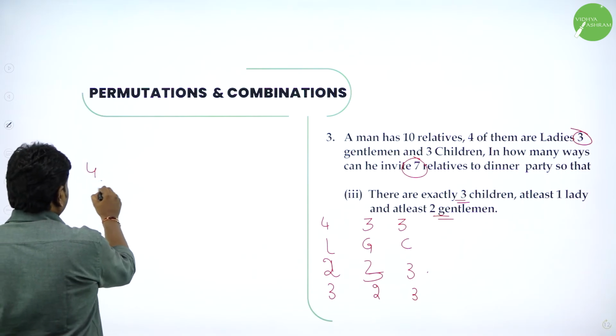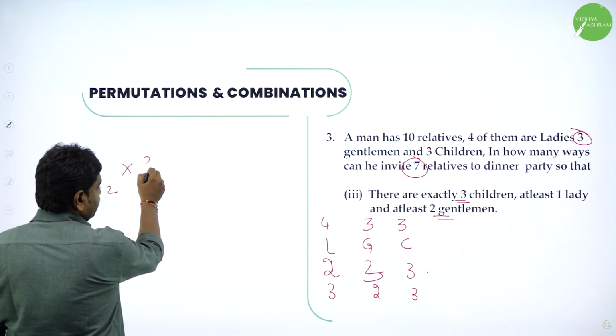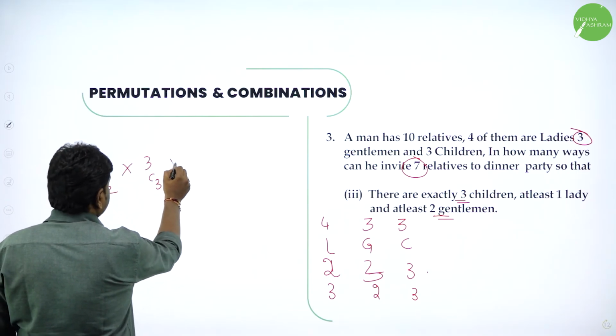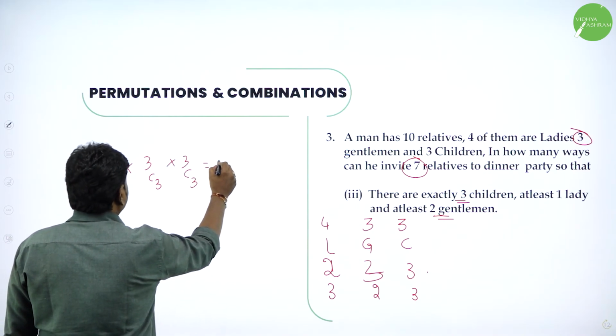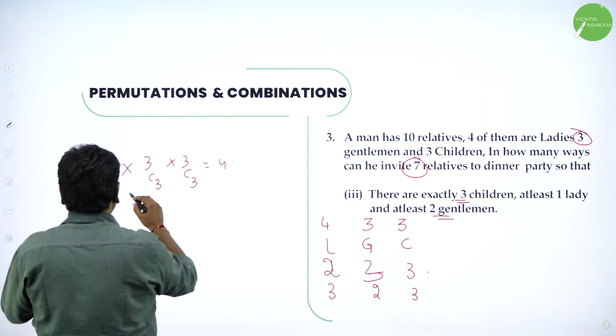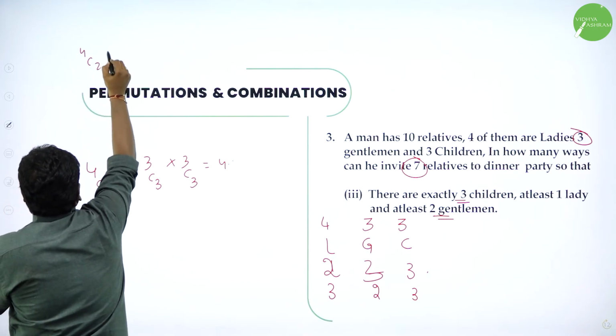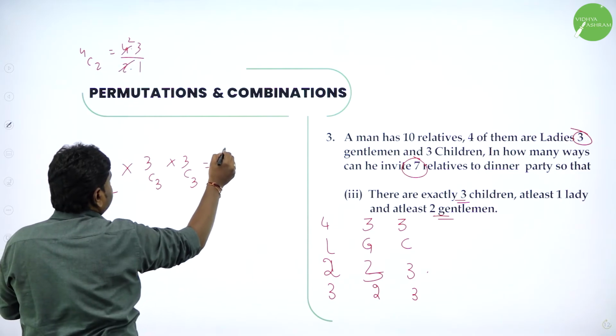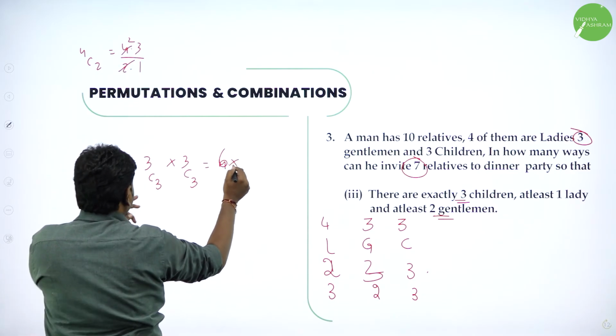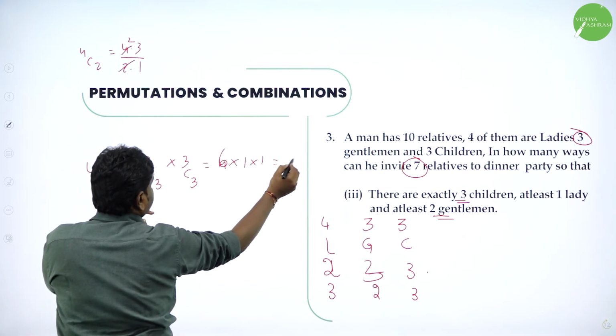Out of 4, 2 can be selected in 4C2. Out of 3, 3 can be selected in 3C3. Out of 3, 3 can be selected in 3C3. 4C2 is 4 into 3 divided by 2 into 1, which is 6. 6 into 3C3 is 1, so 6.